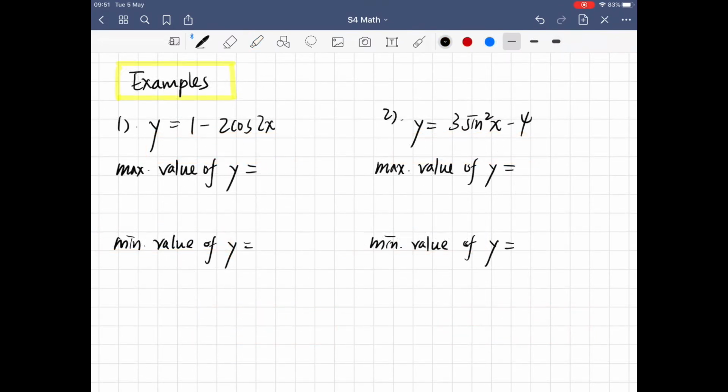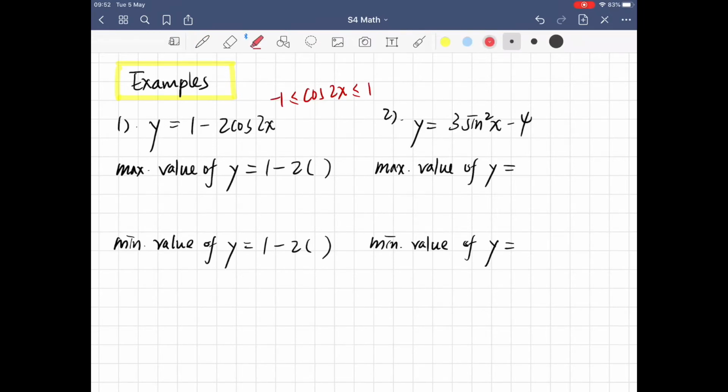So let's take a look of two examples. The first question is y equals to 1 minus 2 cosine 2x. So in order to find the maximum and minimum value of y, we have to put some value for cosine 2x. Okay, also we know that cosine 2x, the maximum and minimum are 1 and negative 1 respectively.